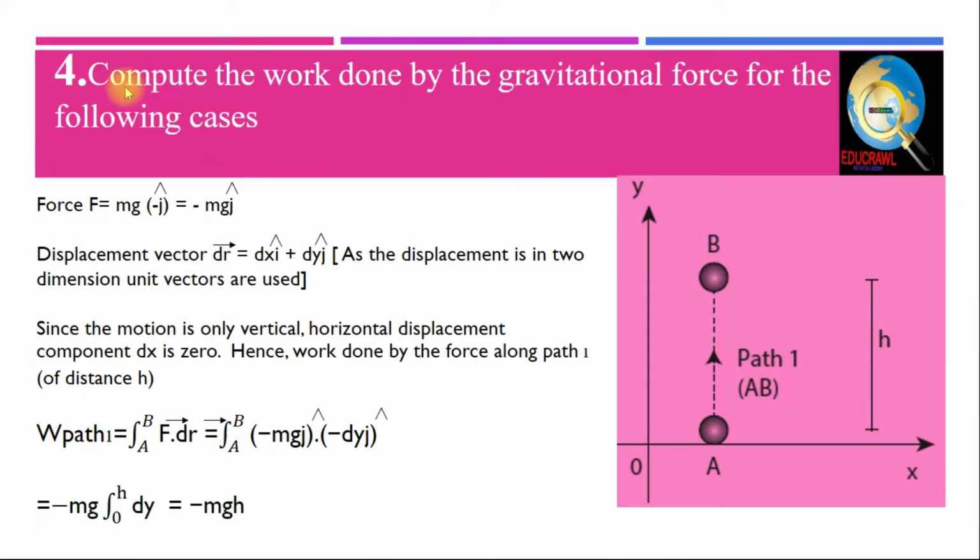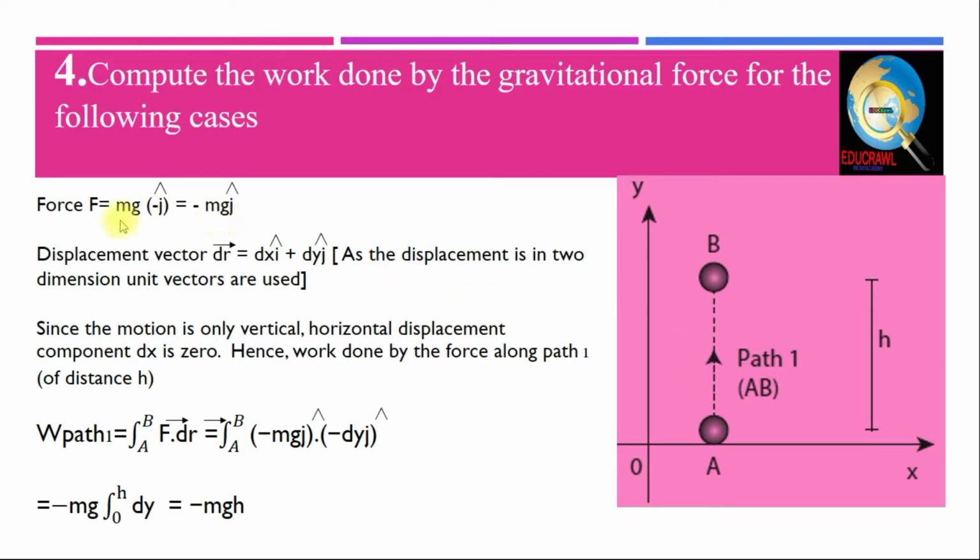The fourth problem. Compute the work done by the gravitational force for the following cases. So first, the object is moved from A to B in path 1. So in this case, we have to find the gravitational force. Next case, first let us do this and then move on to the next one.